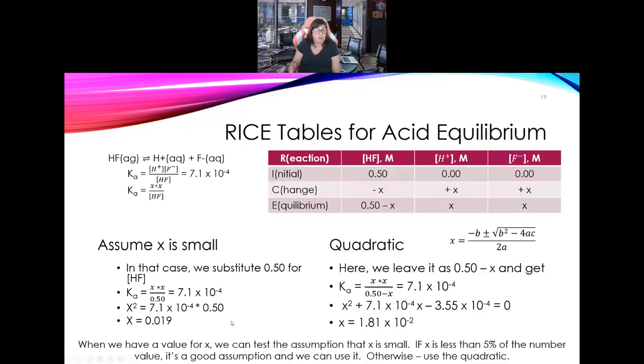When we have a value for X, we can test the assumption that X is small. So once I have this value that I've solved for X, I can test if it's small. And the way that I can do that is I divide this by the initial concentration and multiply by 100. So if it's less than 5%, then it's a good assumption and we can use that. Otherwise, we need to use the quadratic equation. So I usually solve for X in this way, check to see that it's less than 5%, and if it's not, then I go over here. Okay. So that's how that works and what we need to do with that.